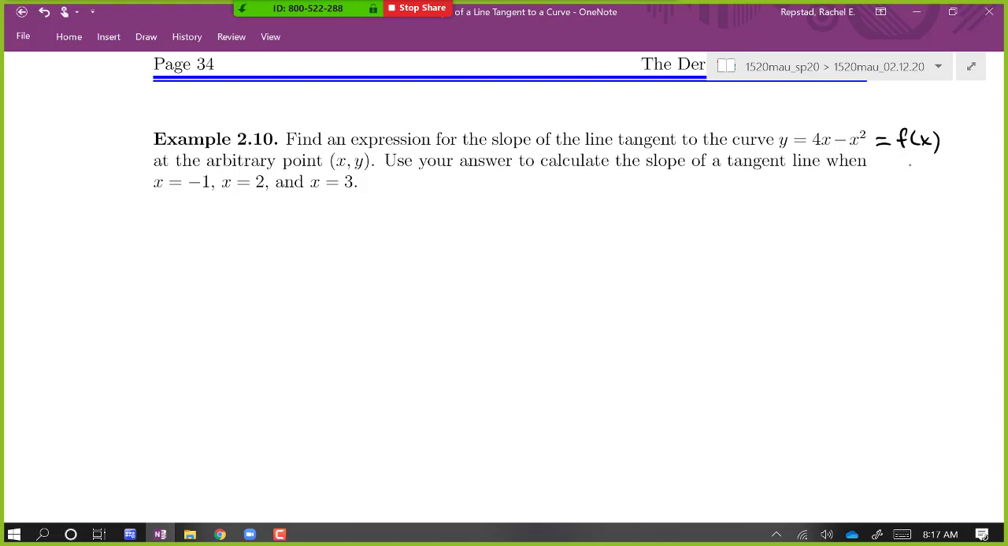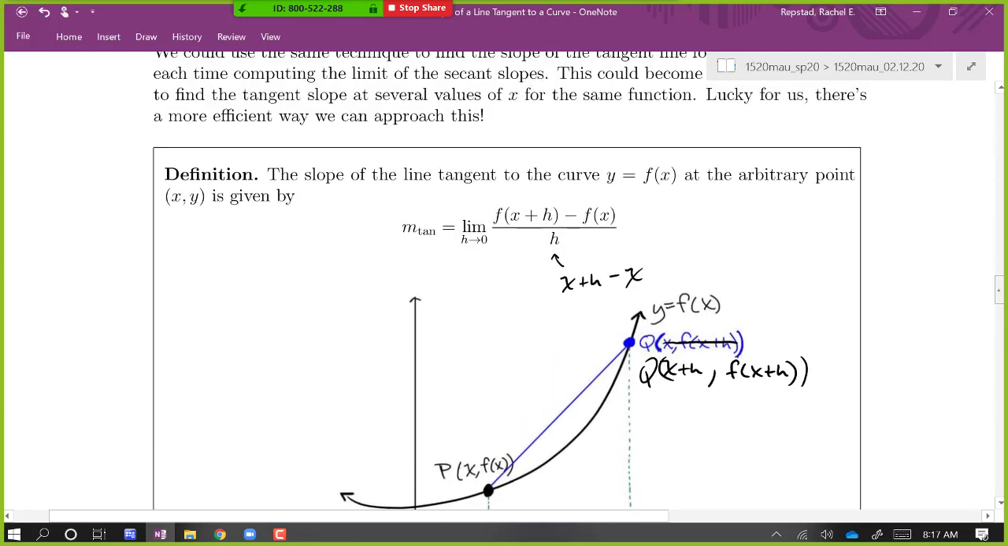Now, we're going to evaluate that limit that we saw on the last page, and in order to do that, we need the expression for f of x, which we have, that was given, and we need f of x plus h, and then we're going to subtract them. Basically, I'm going to do some algebra work on the side to figure out what we get for the numerator there.